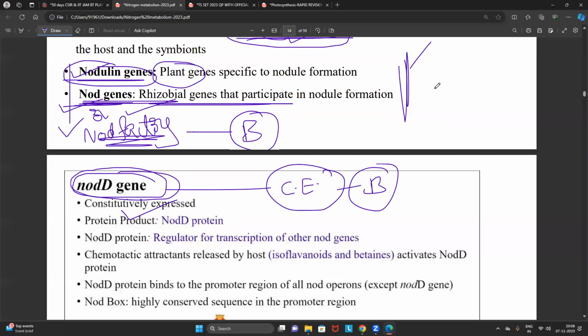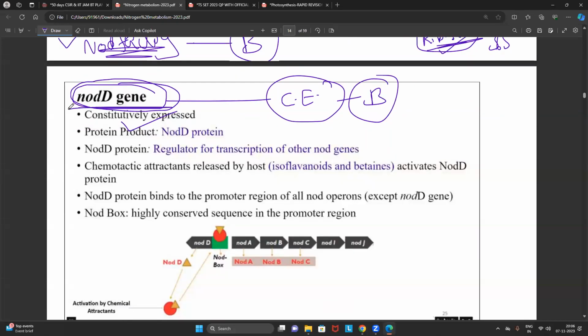All the students, just imagine. In our body, protein synthesis happens 24/7, 365 days, until we live. Protein synthesis is very common, which means the ribosomal RNA will be active all the time. The ribosomes are also active all the time. So their genes are constitutively expressed in our body. It is mandatory. Similarly, the nod D gene within the bacteria should be constitutively expressed.